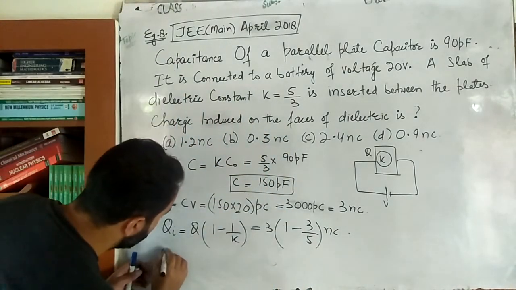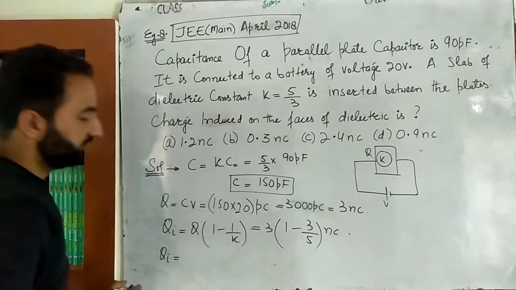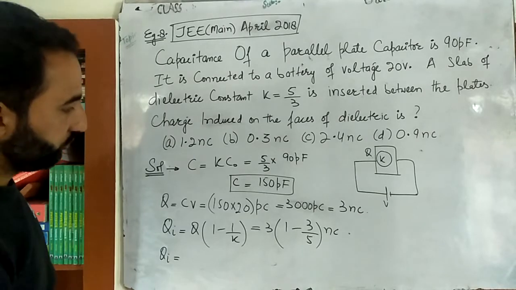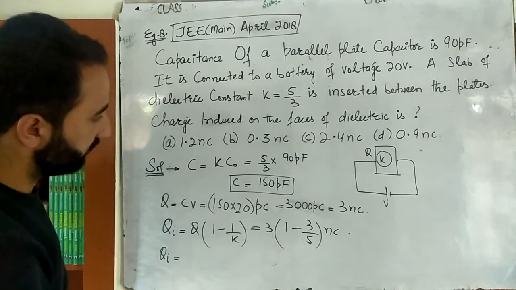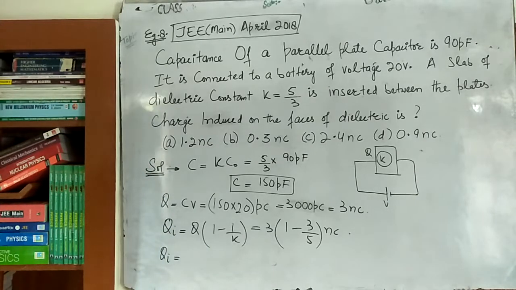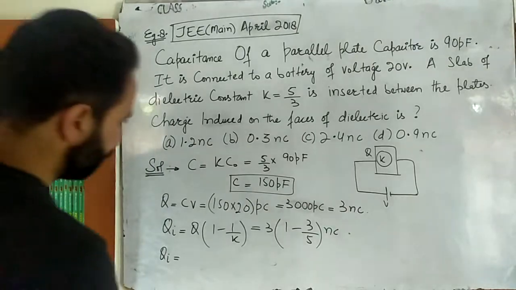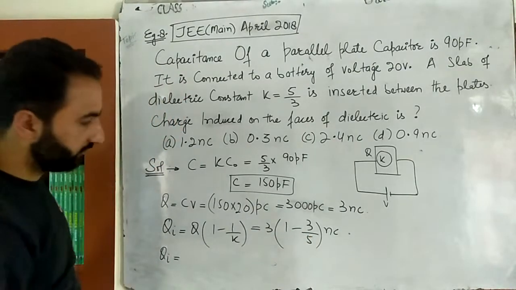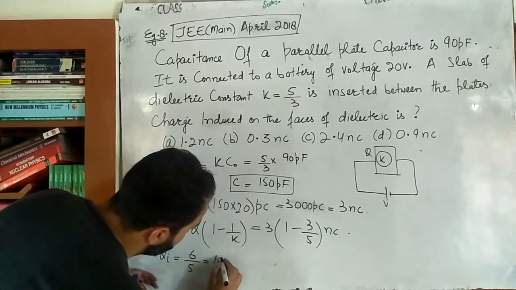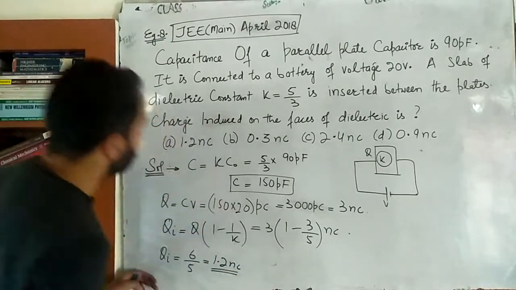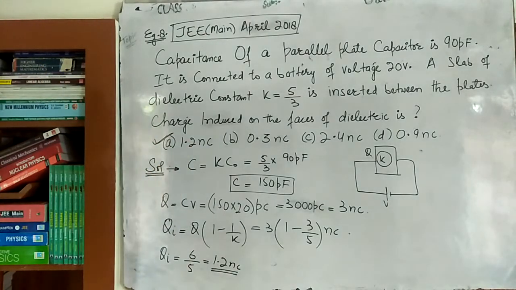So how much is that? Qi is equal to 3 nanocoulomb into 1 minus 3 divided by 5. Induced charge will be how much? 5 minus 3, that is 2. 2 divided by 5, so 3 2s are 6. So it is 6 divided by 5, and 6 divided by 5 will be 1.2 nanocoulomb. So that's the correct answer. Okay, pause, clear, write it down. Easy problem.